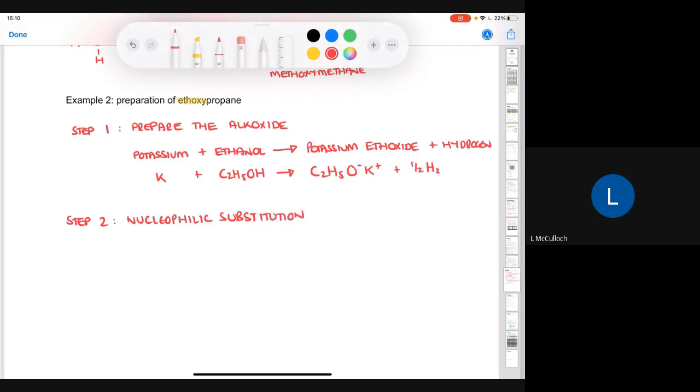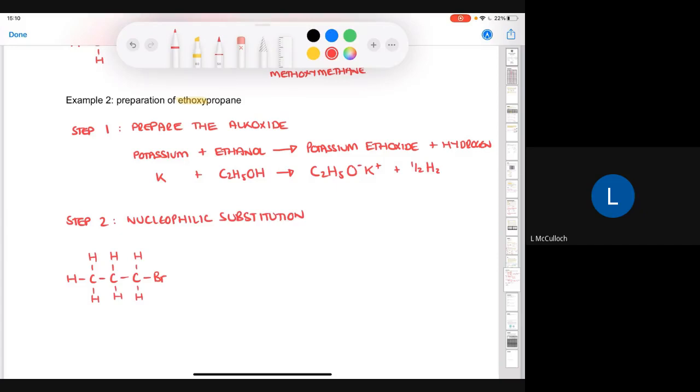Now, since it's just ethoxypropane, what we're going to do is use a haloalkane in which the halogen is on the first carbon. So for this one here, we are going to use an alkane with 3 carbons in the chain, and then we're going to have our halogen on carbon number 1. So for this one, I'm going to use bromine.